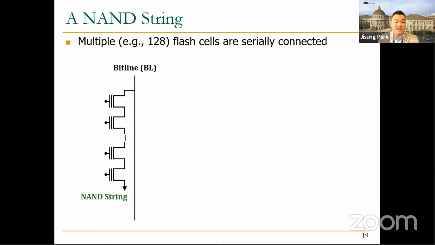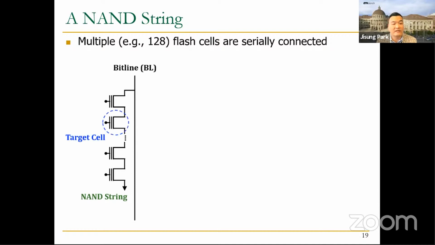Okay, so let's dive into how these flash cells are organized in NAND flash memory. Multiple flash cells are serially connected, forming a NAND string that is connected to a bit line. And as you can see, the cell structure is effectively the same as a NAND logic. And that is the reason why we call this NAND flash memory.